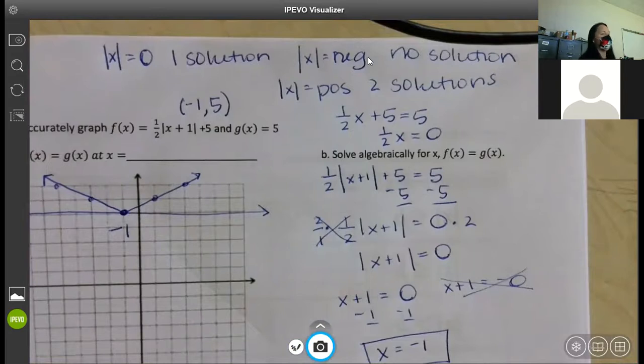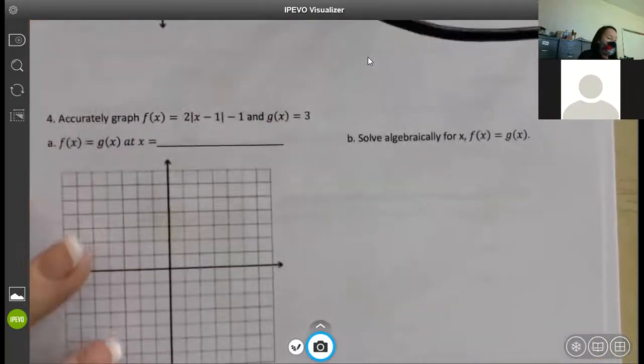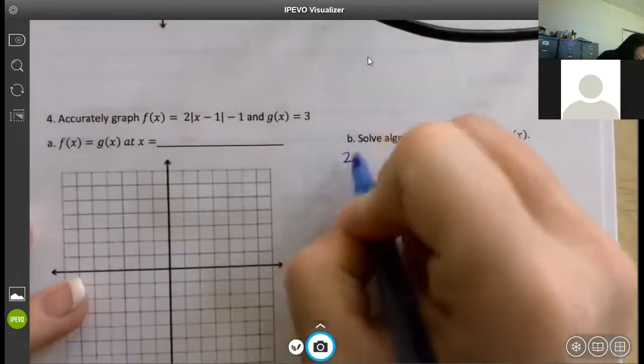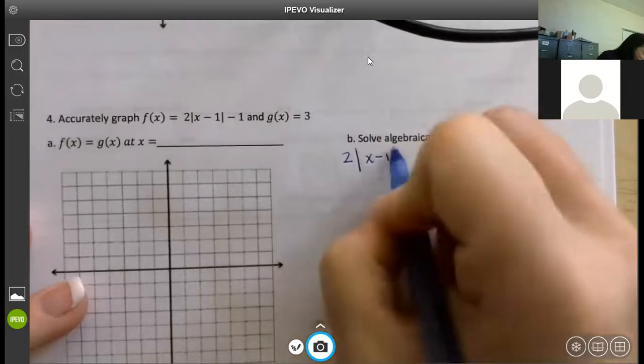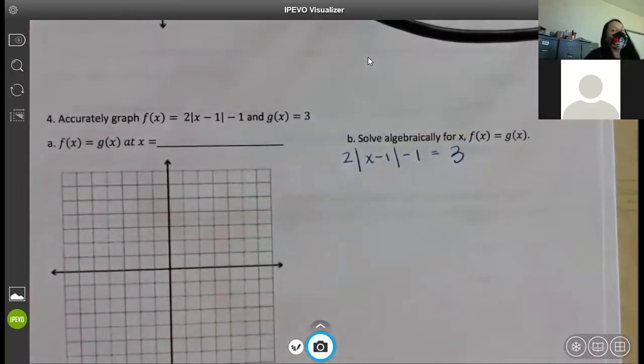All right, so one more time, absolute value equal to 0 is one solution. Absolute value equal to a negative is no solution, and absolute value equal to a positive is 2 solutions. So when I set this one up, I want you to tell me how many solutions I should have. Okay. So our f of x is 2, absolute value of x minus 1 equal to 3.